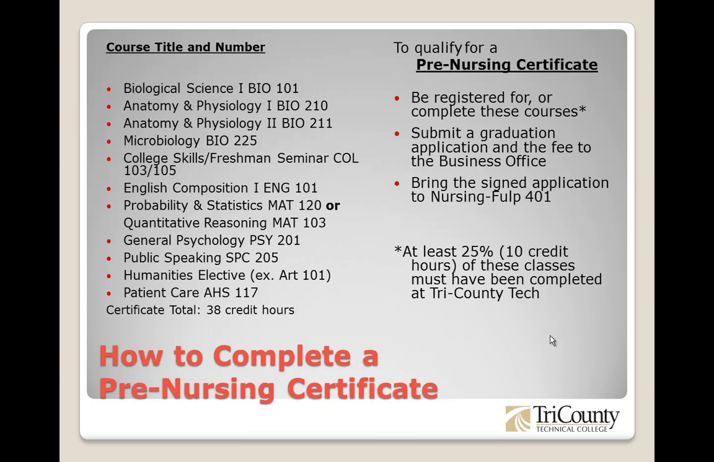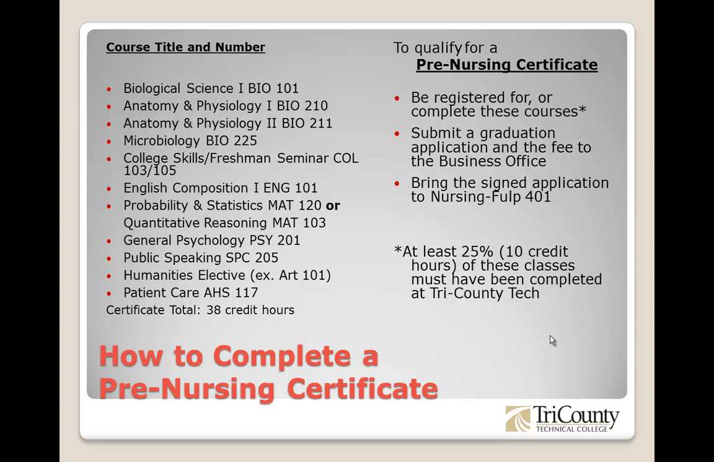A pre-nursing certificate is a credential that counts 5 points on the competitive application. To qualify for a pre-nursing certificate, a student takes these 38 credit hours of ADN general education classes, maintains a minimum 2.5 GPA in those classes, and submits a fee-paid graduation application to nursing.